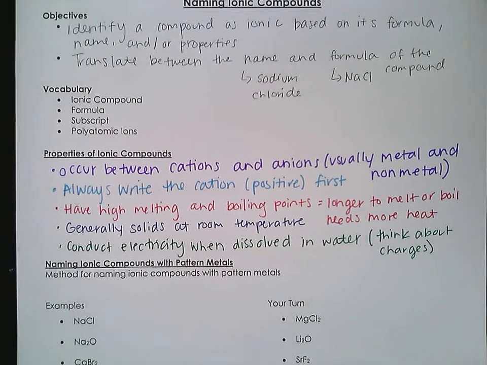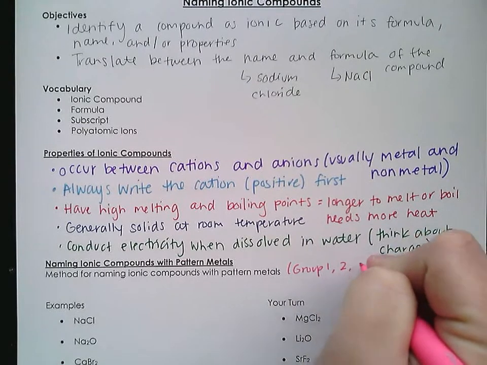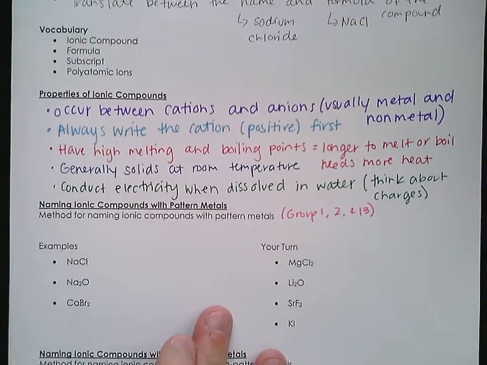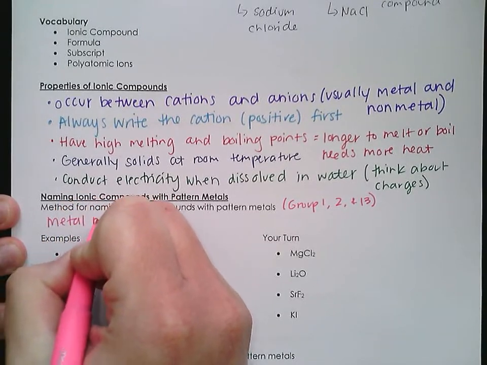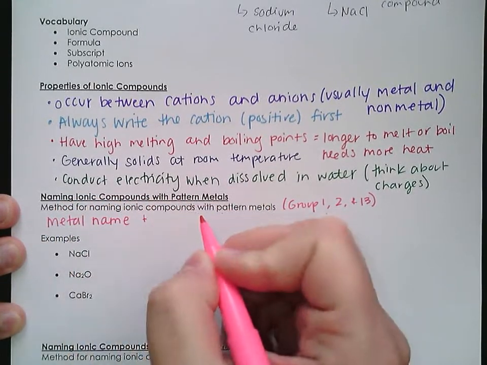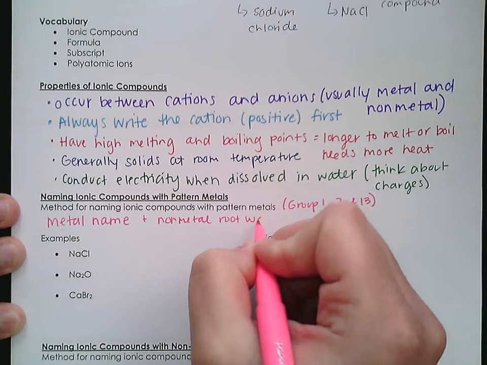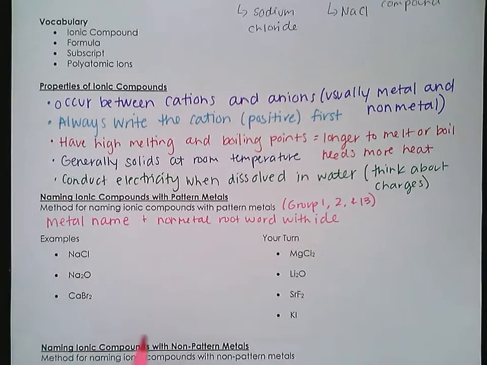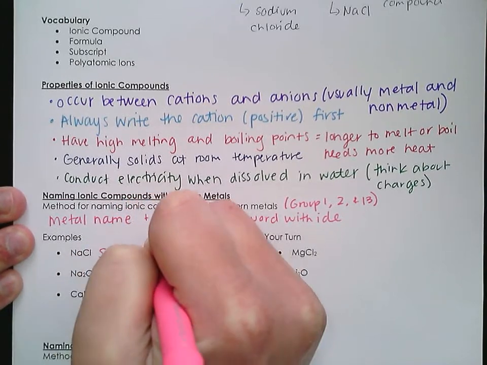Okay, so the method for naming ionic compounds with pattern metals. Let's remember pattern metals. This is group 1, 2, and 13. Our method for that is going to be our metal name plus our nonmetal root word with IDE. Now I already actually did this one right above. So NaCl, that's sodium chloride.